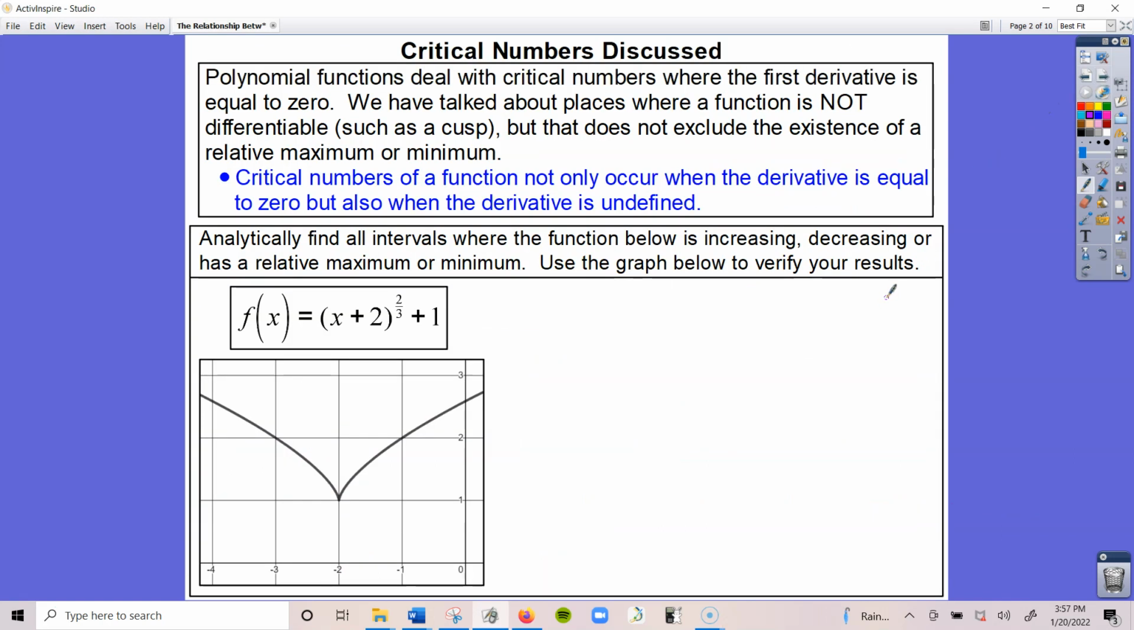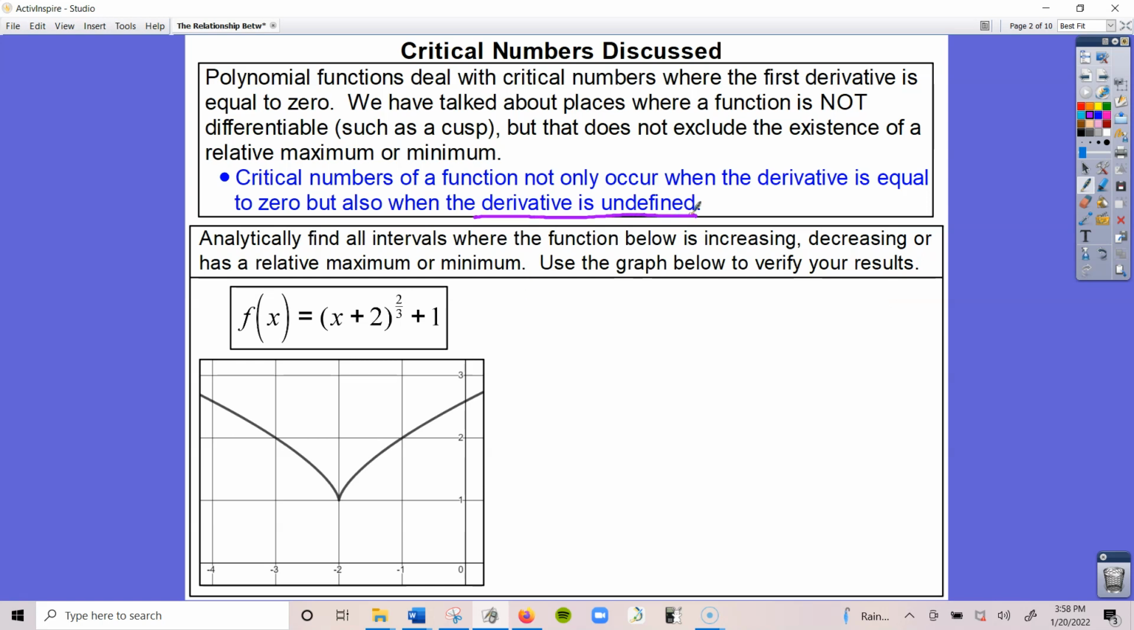Now let's discuss our critical numbers a little further. What we just looked at was a polynomial function, and in order to find those critical numbers, we set that first derivative equal to 0. What we've looked at in the past is that a function is not differentiable when there's a cusp. But that does not necessarily mean that there isn't a relative maximum or minimum.